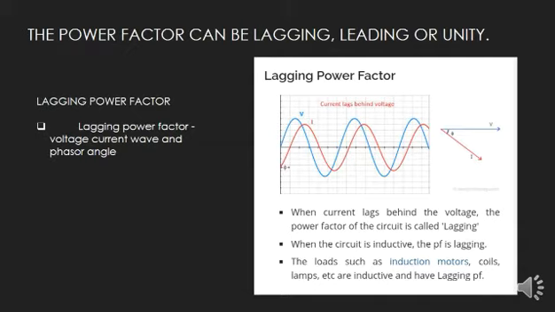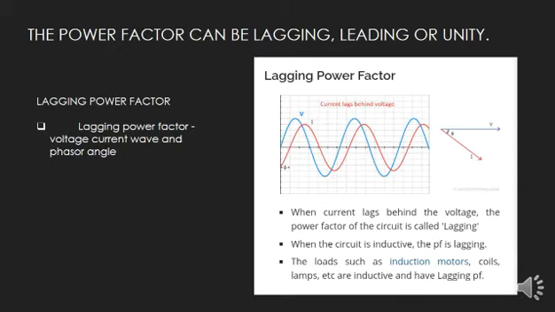wherein the current wave lags behind the voltage. So as you can see in this figure, the current lags behind the voltage, as represented in the graph. When current lags behind the voltage, the power factor of the circuit is called lagging.